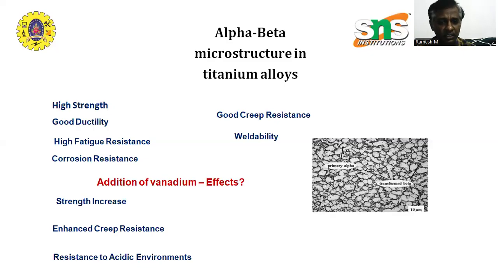Welcome to NPTEL. In this composite material structures course, under the first unit, introduction to aircraft materials, we have discussed titanium alloys in the previous class. In this class, we are going to study the alpha beta microstructure in titanium alloys and its significance. What are the properties in the alpha beta structures which strengthen these alloys?